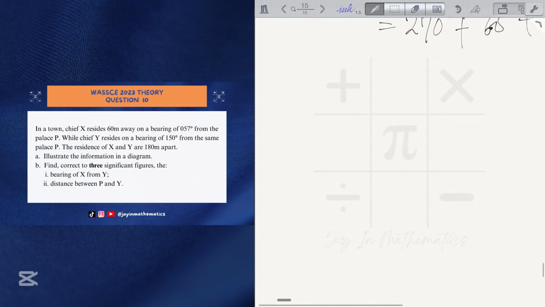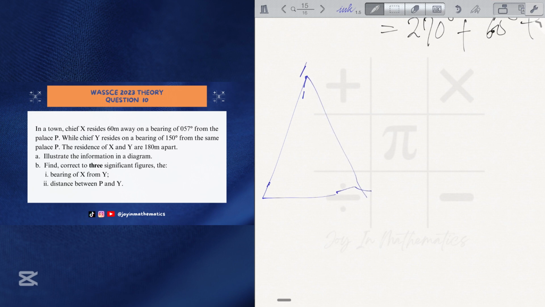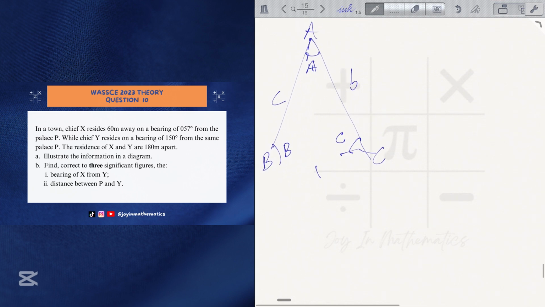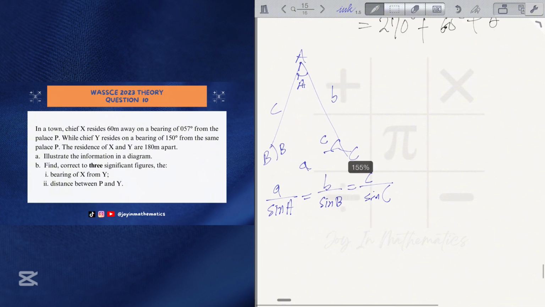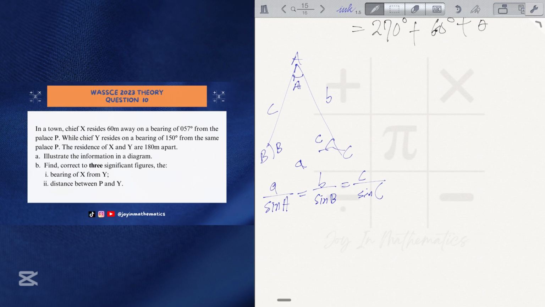It means that if you have a triangle A, B, and C with opposite sides a, b, c respectively, and we call these angles A, B, and C, the sine rule states that a divided by sine A is equal to b divided by sine B is equal to c divided by sine C. I urge you to go and watch the lessons on trigonometry. We dealt extensively with the sine rule.